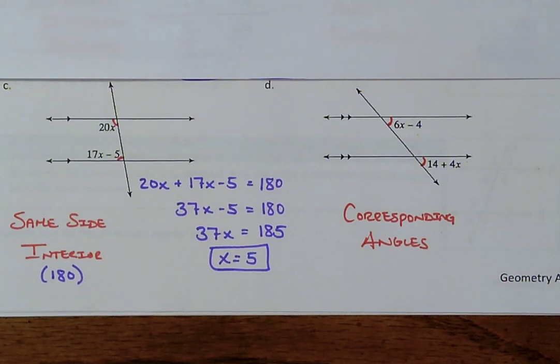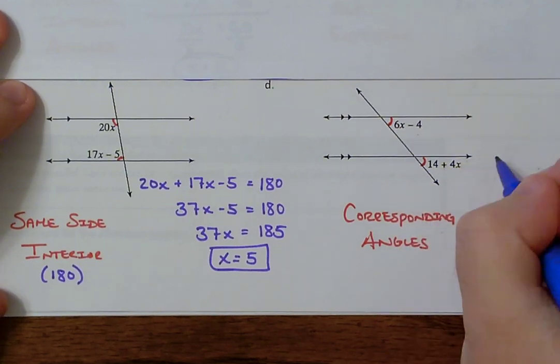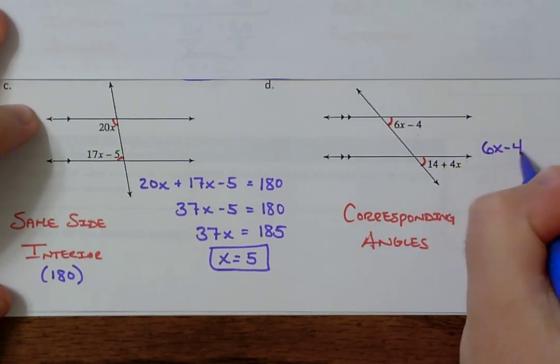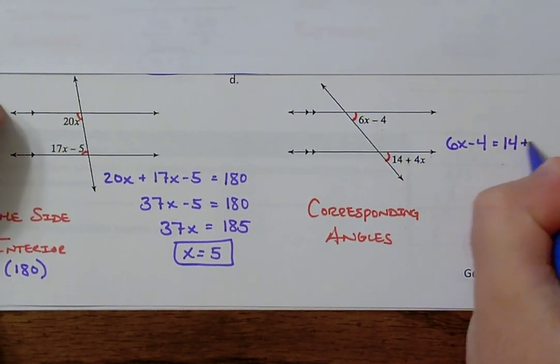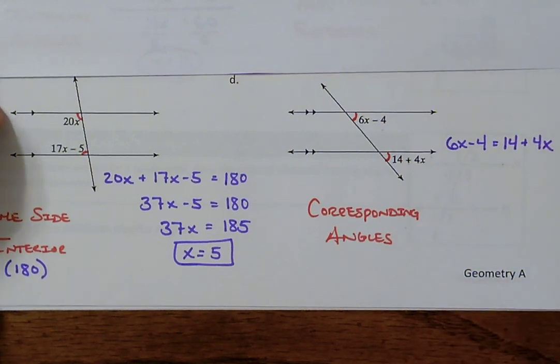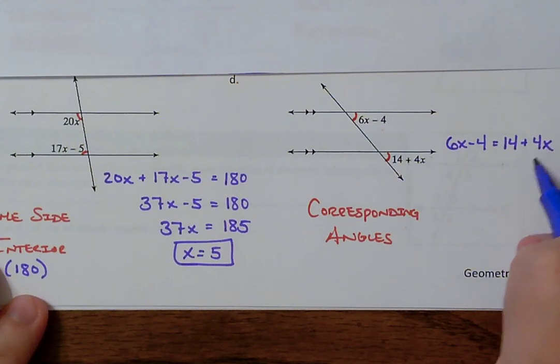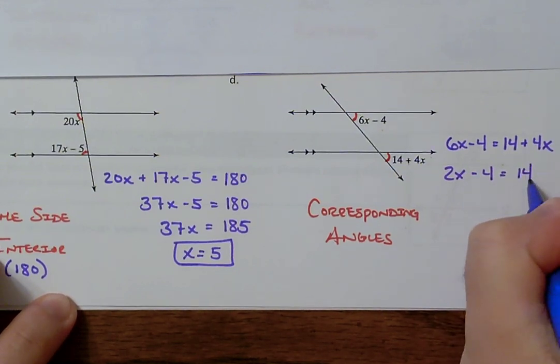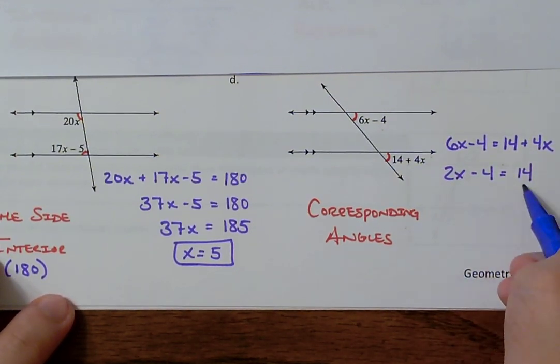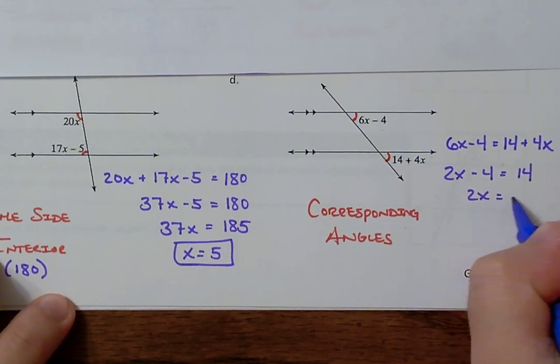And corresponding angles, what we talked about in the corresponding angles theorem, they have the same measure, which means they are equal to each other. So we're going to take these two expressions, 6x minus 4, and we're going to set it equal to 14 plus 4x. So we're going to go through and solve this. We would move the x to one side, so I would subtract the 4x to the left. Giving us 2x minus 4 equals 14. I add the 4 to the right, giving me 2x equals 18.